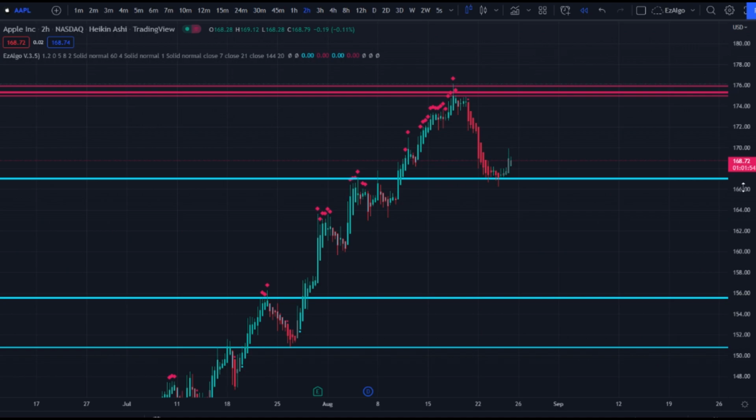All right, I think this is probably one of the best things about EzAlgo, if not the best, are definitely the horizontal levels, and having the ability to change them into actual zones takes away all of the manual TA work that you would be doing otherwise.